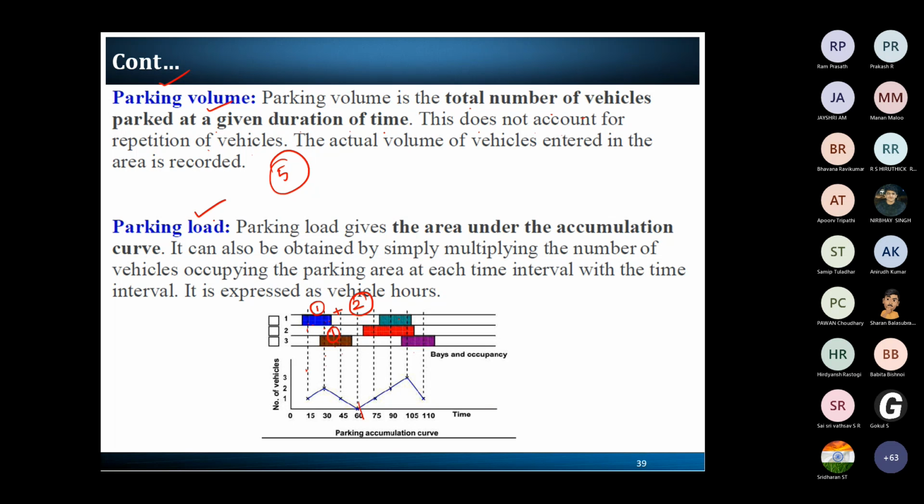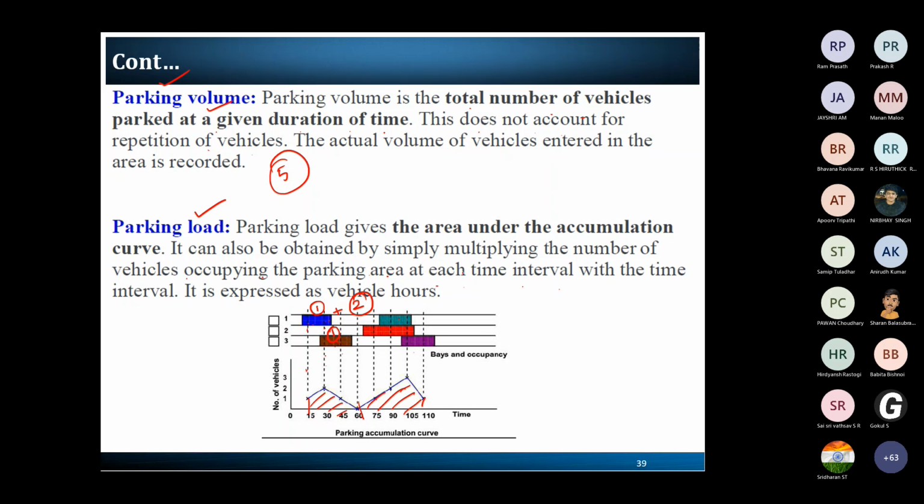Then the parking load is estimated as the area under the accumulation curve. So this is the accumulation curve, and under this curve, this area is estimated as the parking load. Basically it is multiplying the number of vehicles occupying the parking area at each time interval. So that is considered as the parking load.